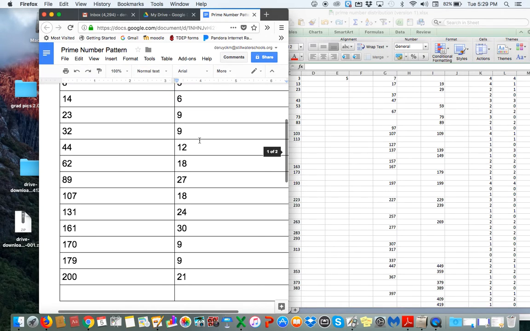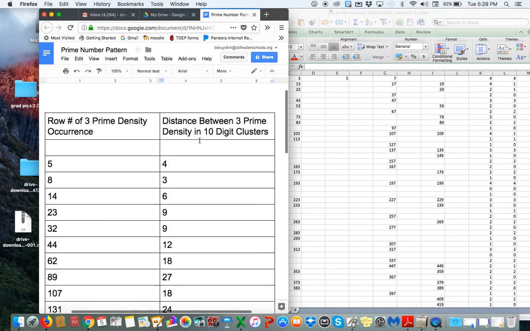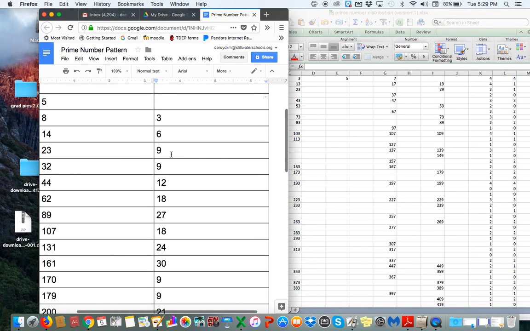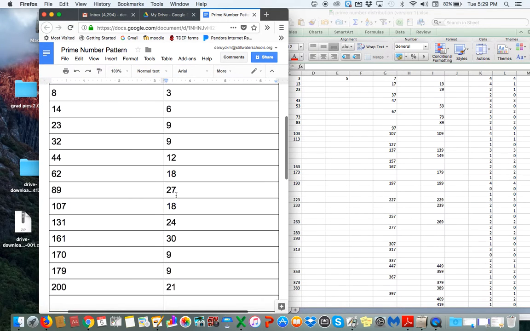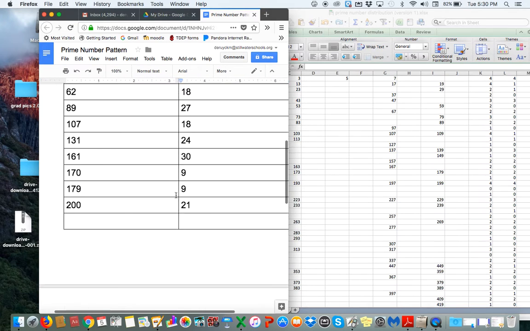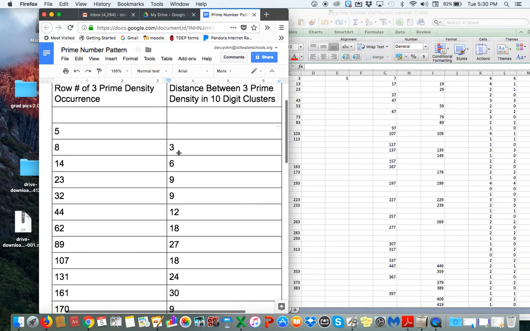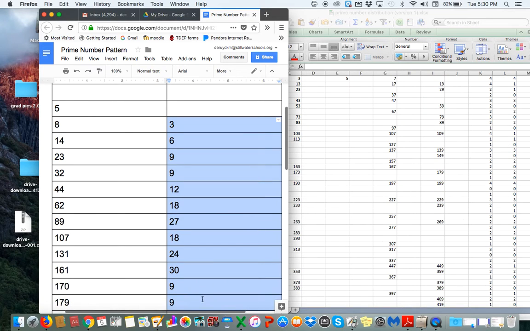So that's the 4 prime density clusters, and here's 3 prime density. First occurrence is in row 5. This is not accurate. The first occurrence in row 5, second in row 8. So the distance between those is 3, 6, 9, 9, 12, 18, 27, and so on. And obviously this table can get extended into perpetuity, which again, I'll leave for somebody more techy and knowledgeable than me to figure out if this is an ongoing trend.